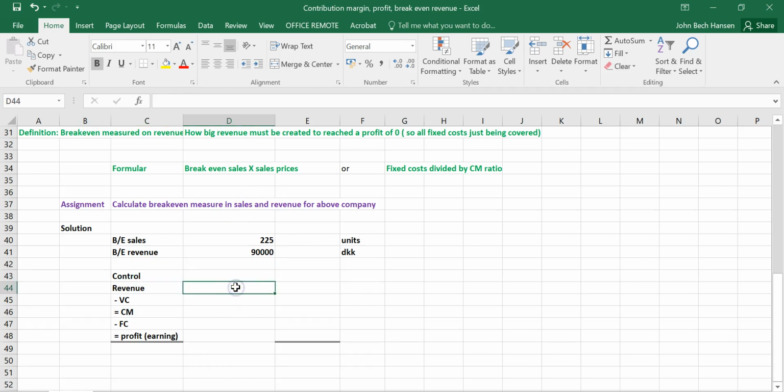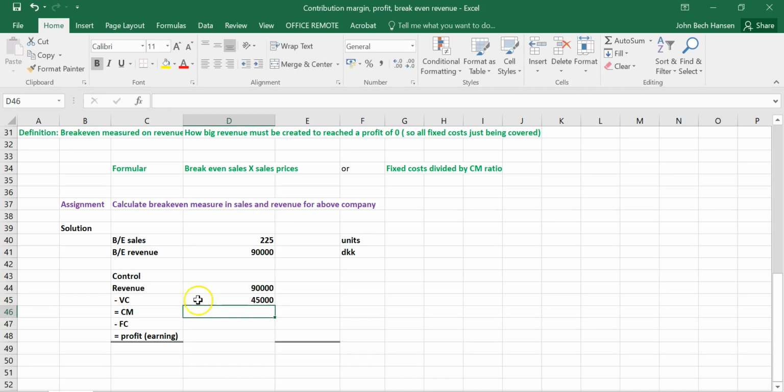Let's say that actually we have a sale of 225, giving a revenue of 90,000 in one month. Let's just try it and say, okay, it's 225. We know the formula for calculating the revenue. It's the number of sold units times the sales price. And the formula of calculating the variable cost is the sold units multiplied, but now with the cost price, and that is 200.